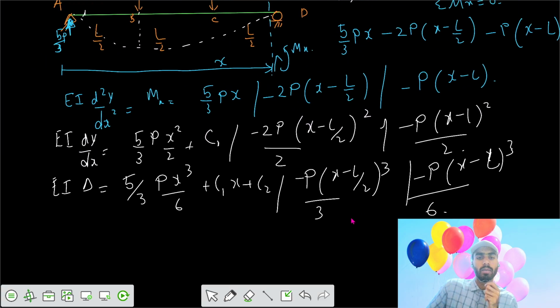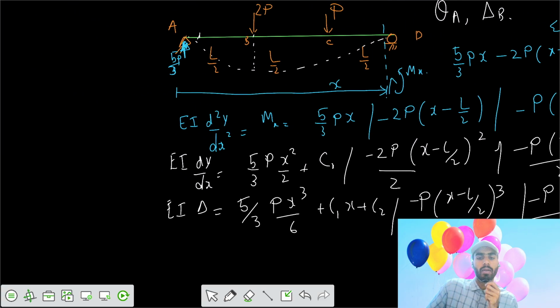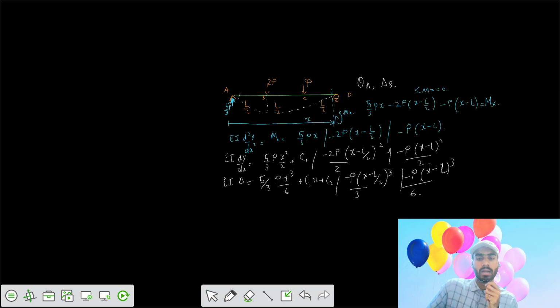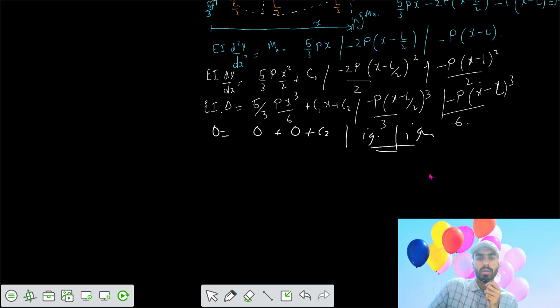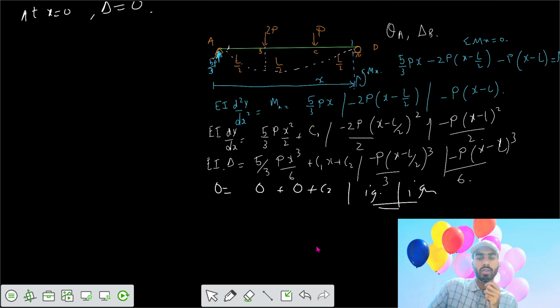Now we have to apply the boundary conditions. If we say that at x equals to 0, you have delta 0. If you apply that here, delta is 0, that means this is 0, that means this is 0 plus C2, and this is ignored and this is ignored. So we got the value of C2, that is 0. So C2 becomes 0.